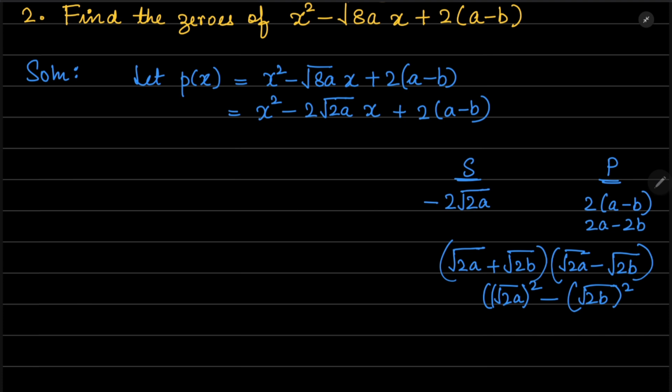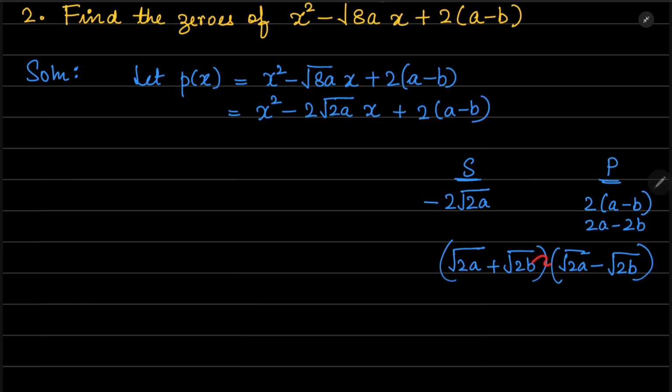So, what is root 2a? Root 2 whole square is 2. Root a the whole square is a. Isn't it? Root a into root a is a. Minus root 2b the whole square. So, b is within the root. When you take the square of it, root 2 whole square will become 2, root b the whole square will become b. Right? So, the two terms that we need, we have already got. These are the two terms. Okay, you have to remember it.